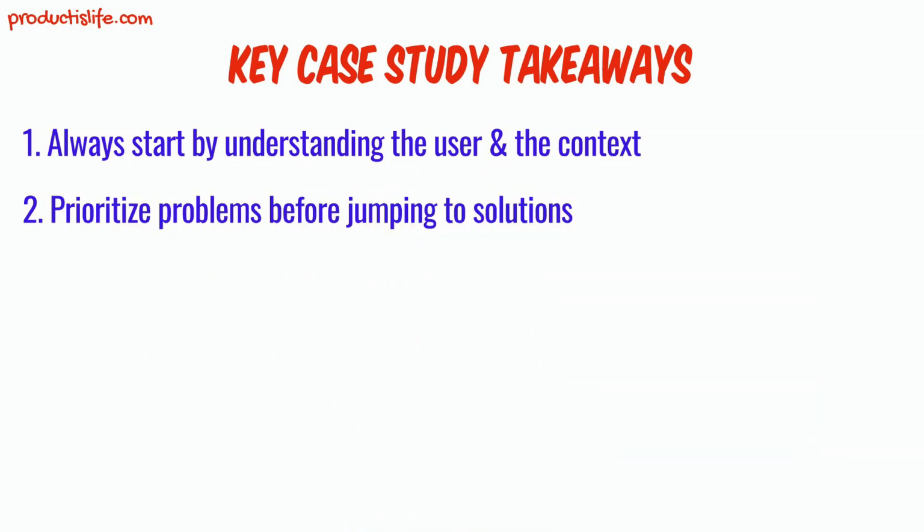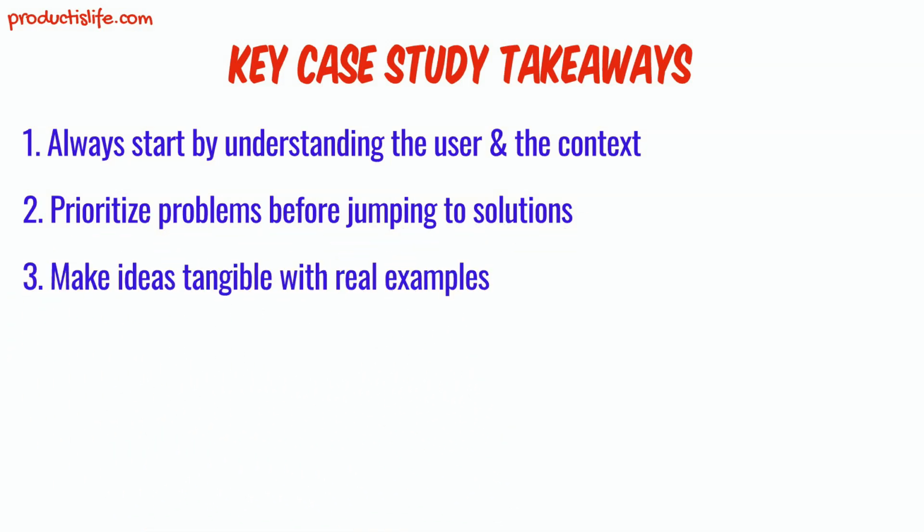Next, prioritize problems before jumping to solutions. Notice how we mapped the key pain points first, like internet issues, safety worries, tourist traps, etc. This keeps your ideas grounded in solving actual user pain points. Also, make your ideas tangible with real examples. Using local examples like the mention of Delhi, Chandni Chowk, Varanasi, etc., makes your ideas more relatable and memorable. It also shows the interviewer you are thinking about practical implementations and not just abstract solutions.